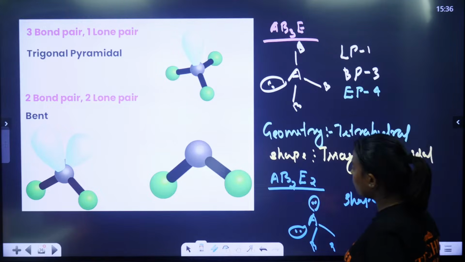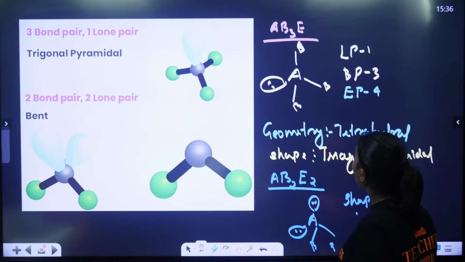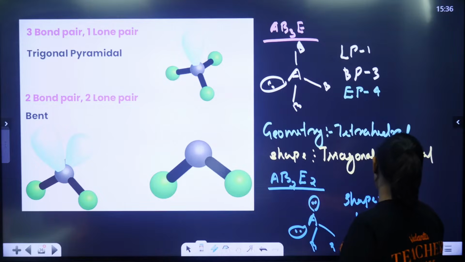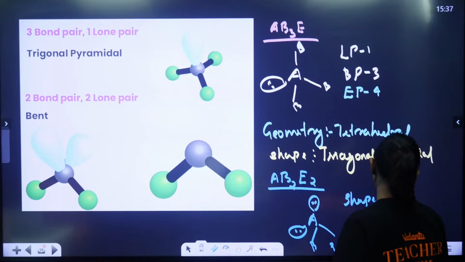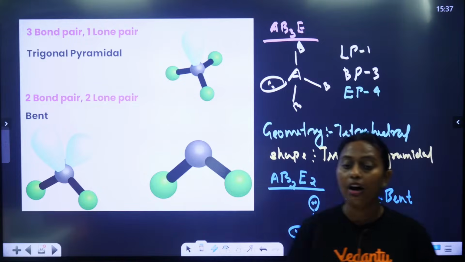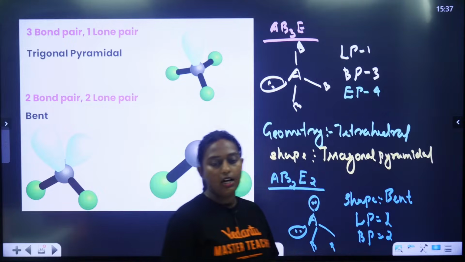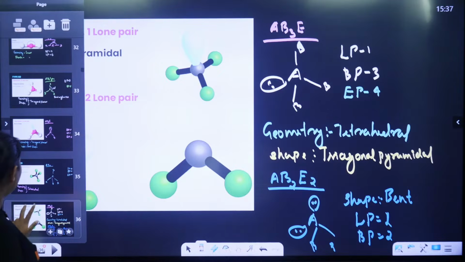Then what? Shape is bend shape. Bond pair and lone pair: lone pair is equal to 1, no, lone pair is equal to 2, bond pair is equal to 2. So geometry is tetrahedral. Okay, geometry is tetrahedral. Then we can move to the next type.